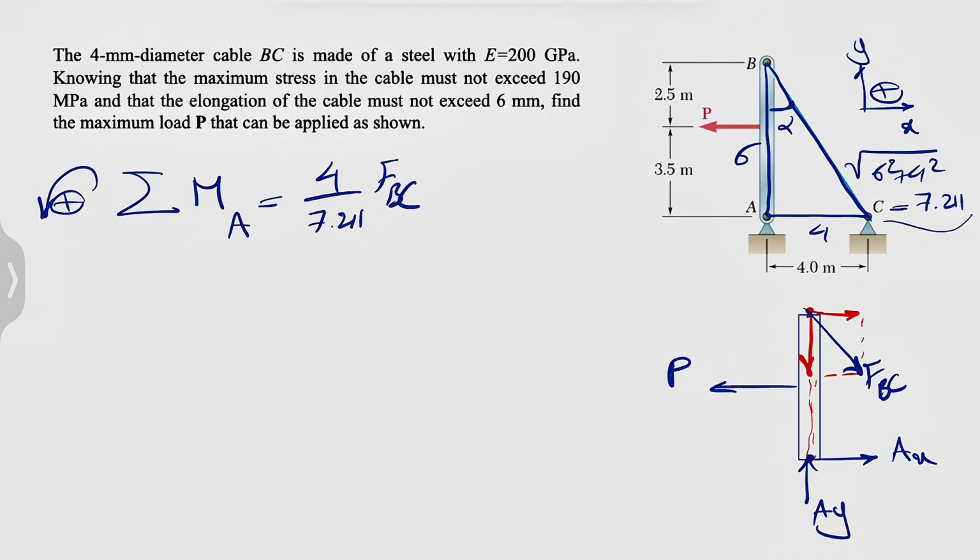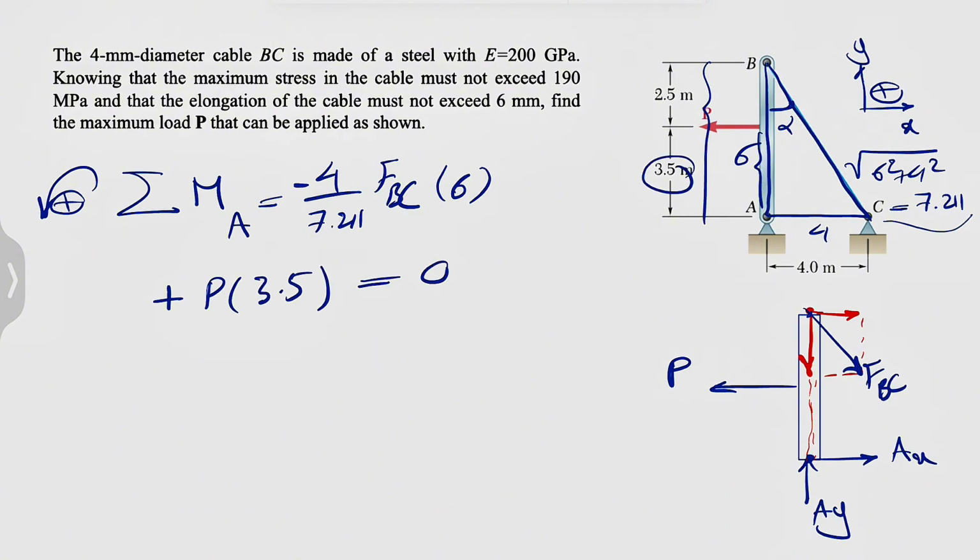Position vector would be the distance from B to A, which is going to be 6. So this distance. And we're going to have a negative sign because the moment of that force about A is going to be clockwise, so negative. And we're going to have the moment of P, which is counterclockwise, so plus P times the distance from P to A, which is 3.5. This will be equal to 0 since we are in equilibrium. And here our P would be basically 4 times 6 divided by 7.211 times 3.5 FBC.